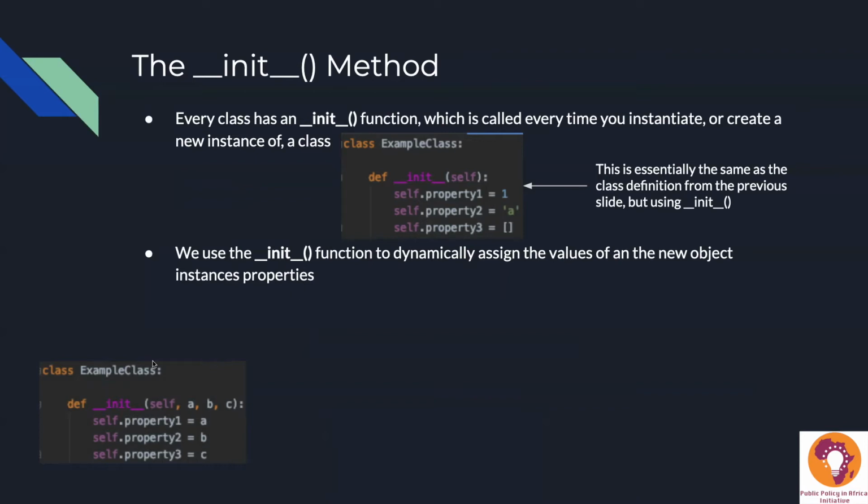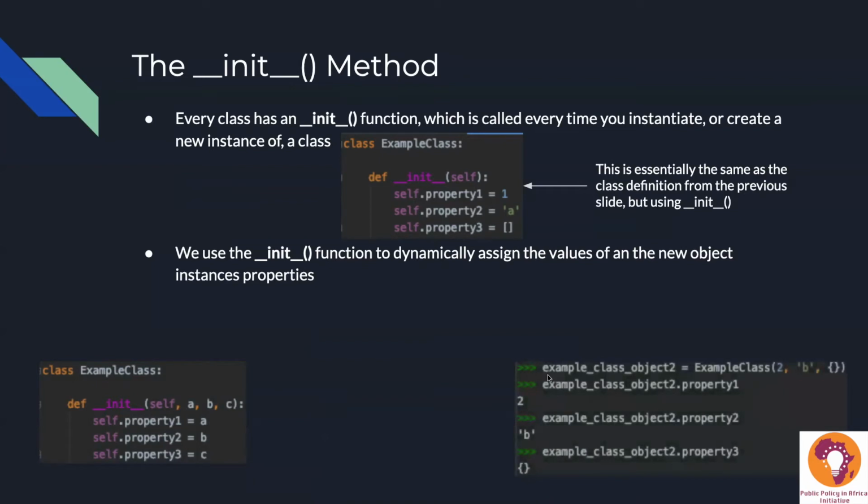So in this particular case down here, now I've updated my example class, and I've made my init function accept some additional parameters. So now it accepts the parameters A, B, and C here. And then what I'm doing inside of my init function is I'm setting property 1 equal to A, property 2 equal to B, and property 3 equal to C. So now when I create an instance of my example class object, now I'm going to call it example class object 2. Now those parentheses aren't empty. On the previous slide, the parentheses were empty because there were no extra parameters coming in here. And there wasn't even an init function, so there wasn't a way to pass additional parameters there.